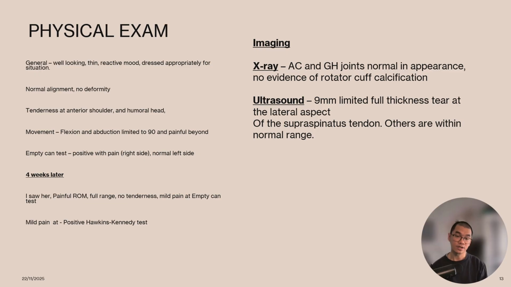When I saw her 4 weeks later, she had already seen a shoulder specialist, which I will come to later. She still had pain with movement. However, she can move through all ranges, and when I did the palpation, there was no tenderness. When we did the empty can test and the Hawkins-Kennedy test, mild tenderness was still detected.